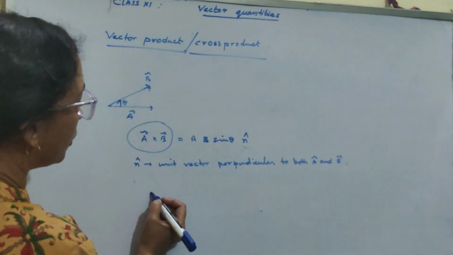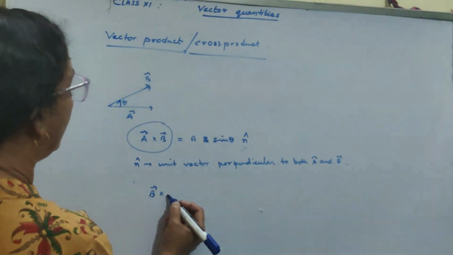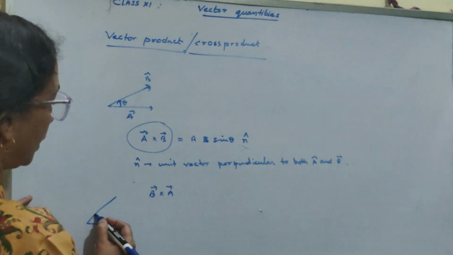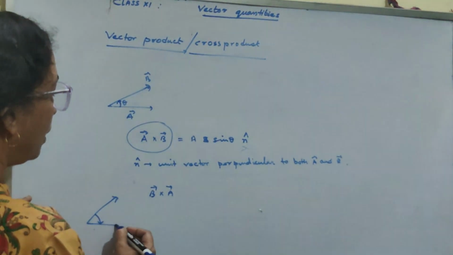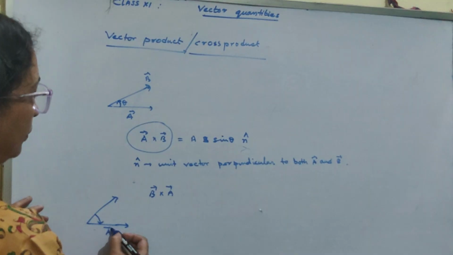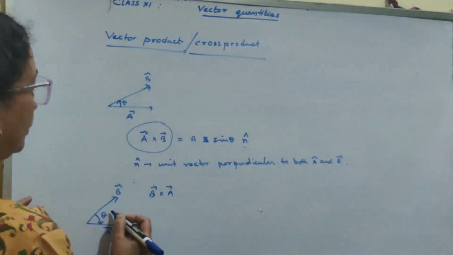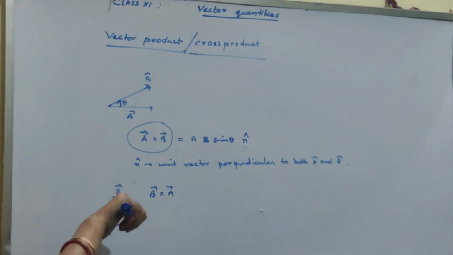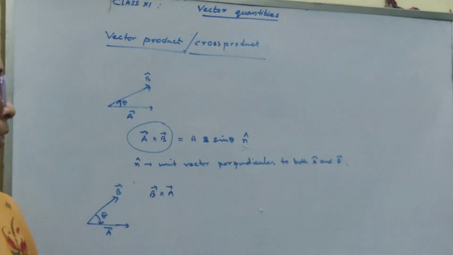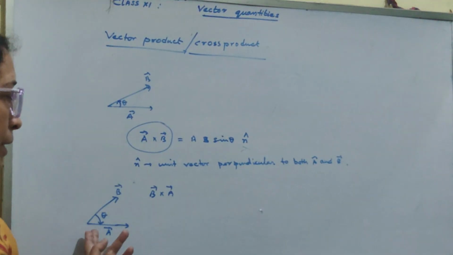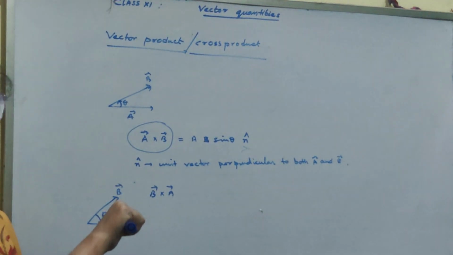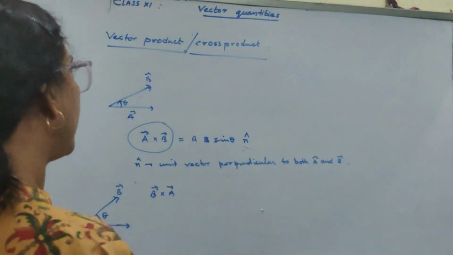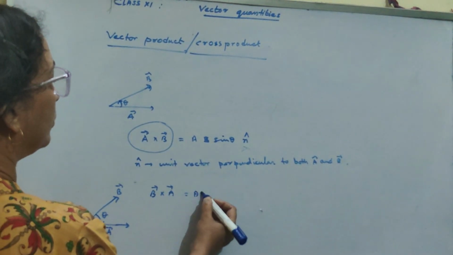But in the case of B cross A, you will have to consider the angle from B to A like this. So, you see, if you go from B to A, your thumb points into the board. A cross B goes out of the board, but in this case, using the right hand thumb rule, you get the resultant vector into the board. So the magnitude will be the same, AB sine theta.